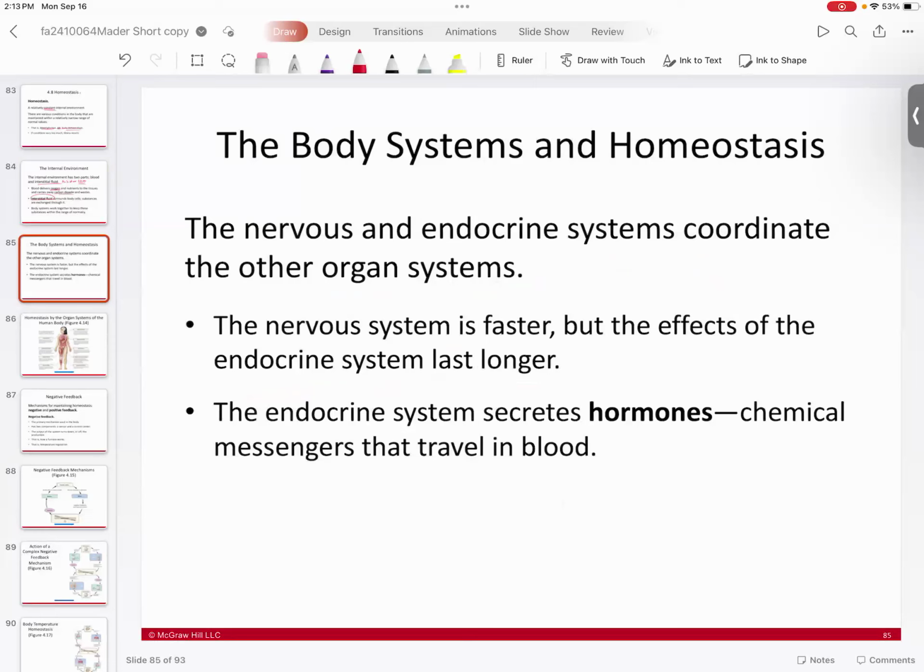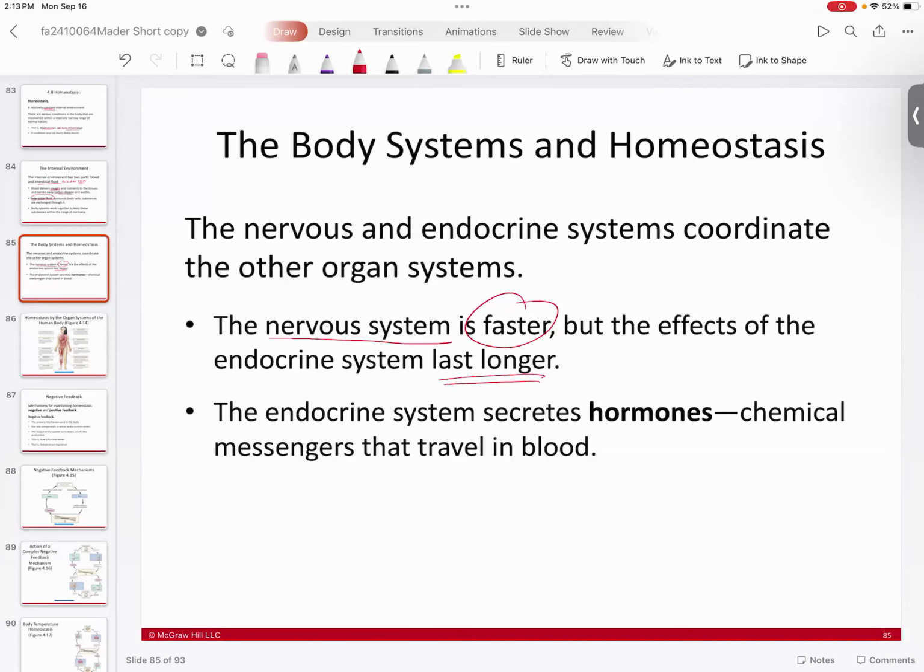So what controls homeostasis? Well, the nervous system and the endocrine system are the biggies, because the nervous system controls all things in your body. It's fast. It's typically used when you need a quick response and you don't have a lot of time. The endocrine system is more of a long-term strategy. This is your response system that helps you regulate things over the long term.